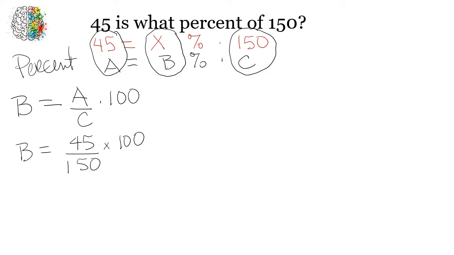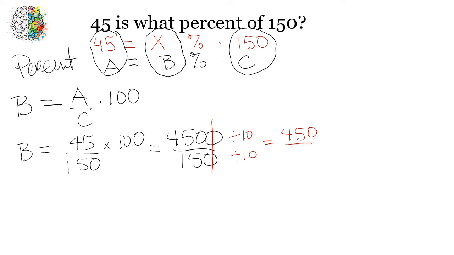Now, if you'll notice, I have a number on the top. Actually, let's multiply that through. That gives me 4,500 over 150. Anytime you have the top number and the bottom number ending in a 0, that means I can divide the top and the bottom by 10, and I can just cancel off a 0 from the top and a 0 on the bottom. So that's going to give me 450 divided by 15.